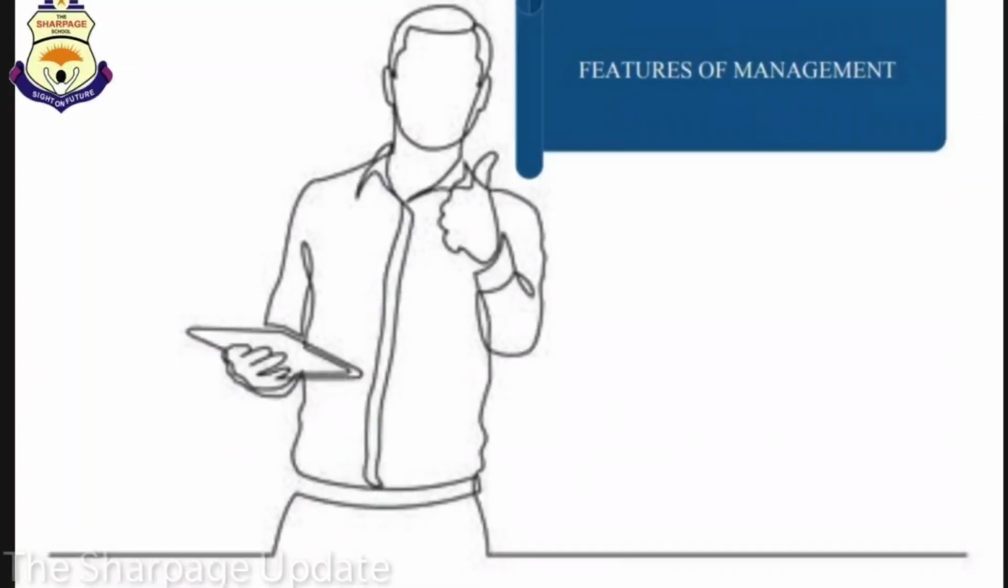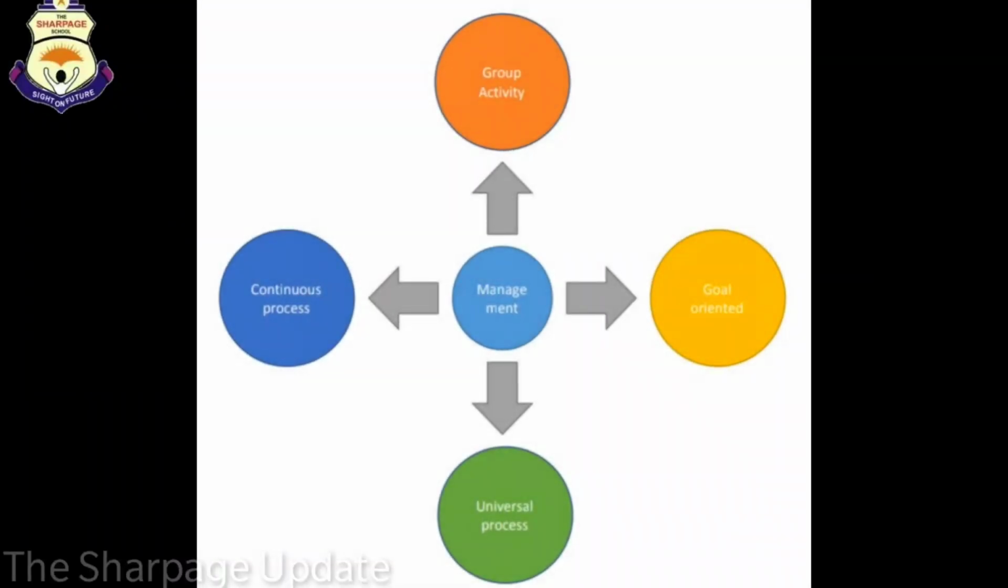Now we'll see the features of management. Management is an activity of guiding human and physical resources in such a manner that organizational goals are achieved as desired. Management is a group activity. It involves the use of group efforts in the pursuit of predetermined objectives. Every employee should surrender his personal interest before the collective interest of the business.